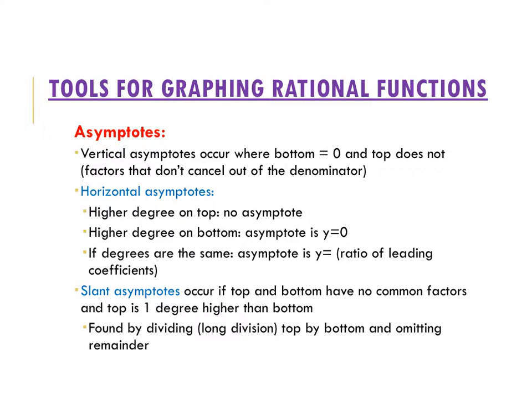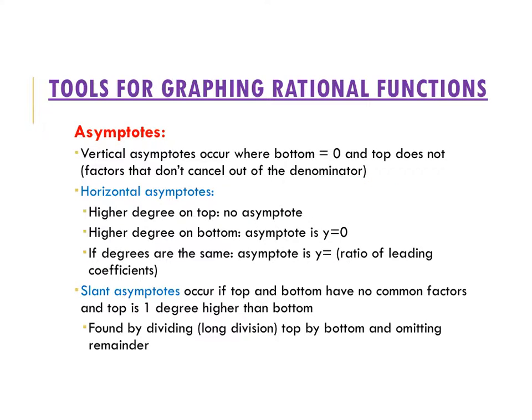Some other tricks of the trade are knowing when vertical asymptotes occur and when horizontal asymptotes occur. Vertical asymptotes occur when the denominator is 0. It does not include when factors cancel out because remember, those are considered holes. For horizontal asymptotes, there are some tricks to figure them out. One trick is that when the higher degree is on top, there's no asymptote.